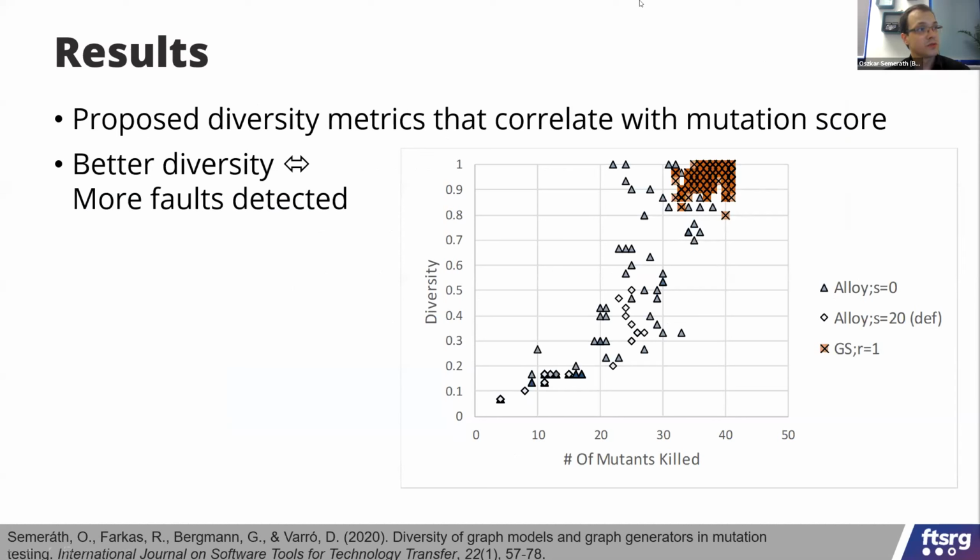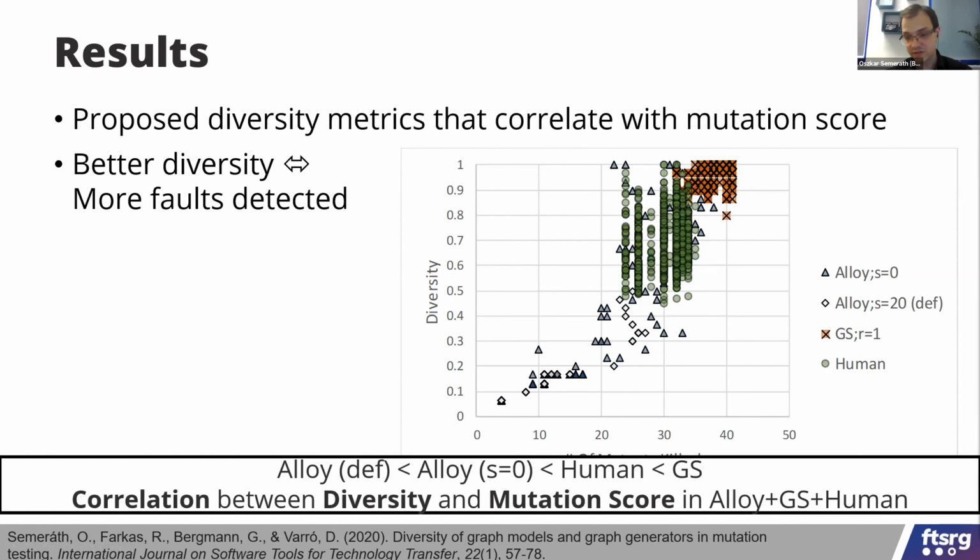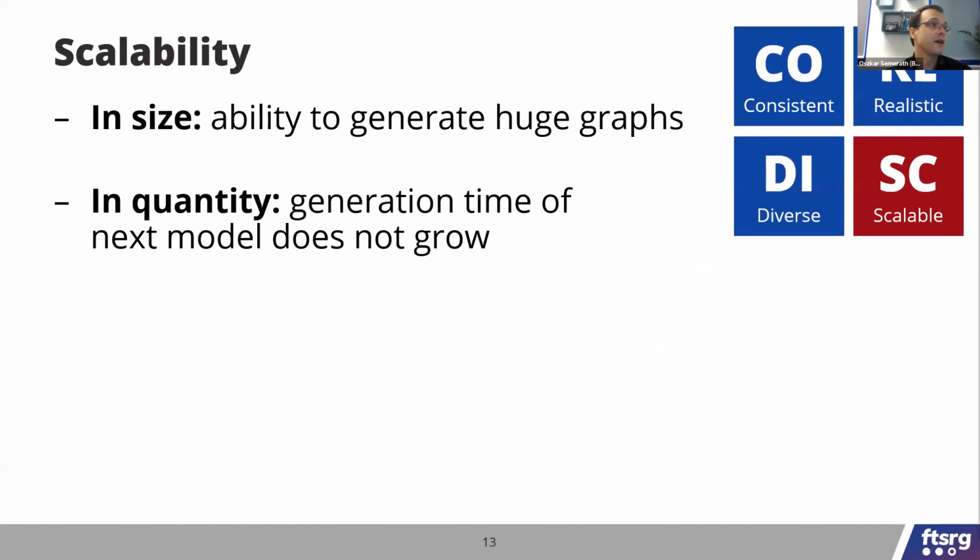And again, we propose some diversity metrics, and we observed that those metrics are highly correlated with mutation score, which is a metric to characterize a test set. And if we compare manually created models that are in between diverse models and non-diverse models, so manual models are not diverse, and we need a specialized generator if we want to generate diverse models. And finally, scalability is the last property.